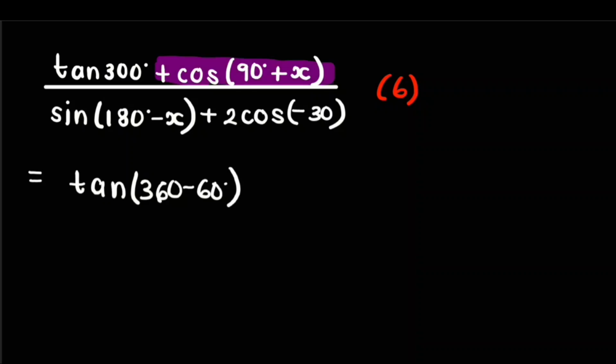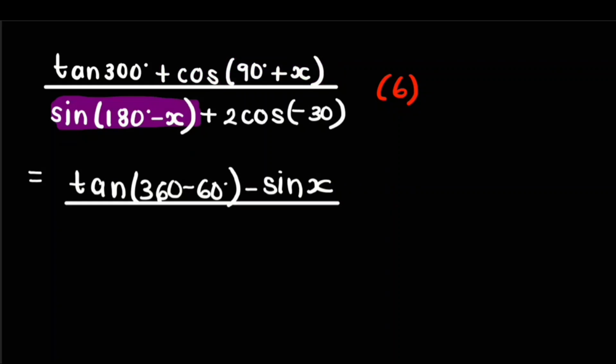We're now focusing on cos(90 + x). 90 plus x lies in the 2nd quadrant where cos is negative. However, 90 changes cos into sine, so we have negative sine x. In the denominator, we're now focusing on sine(180 - x). 180 minus x lies in the 2nd quadrant where sine is positive. So that becomes positive sine x.